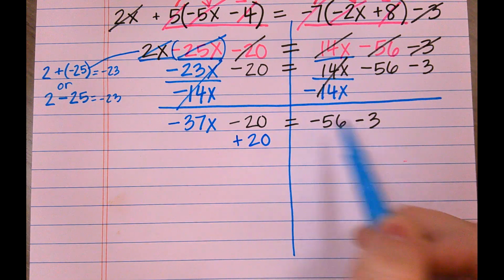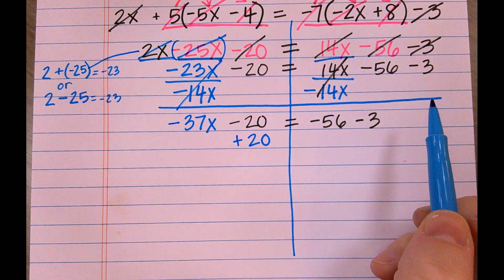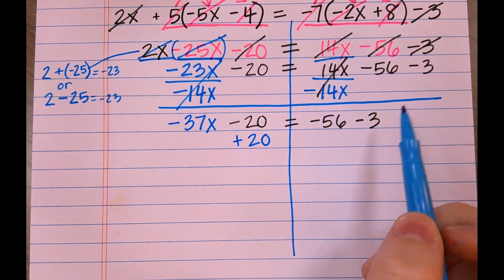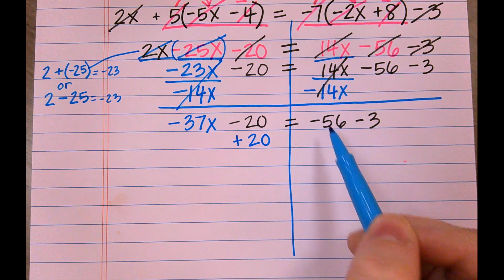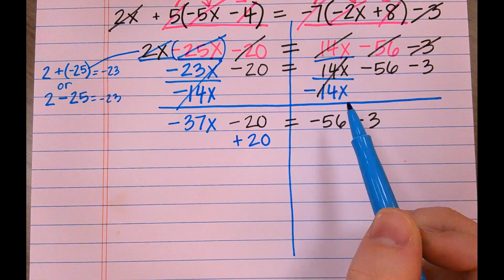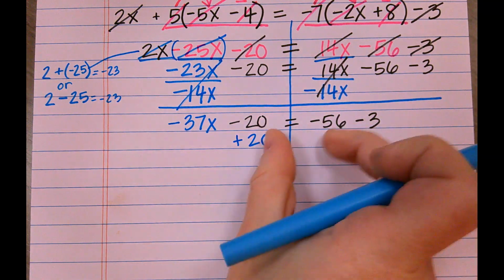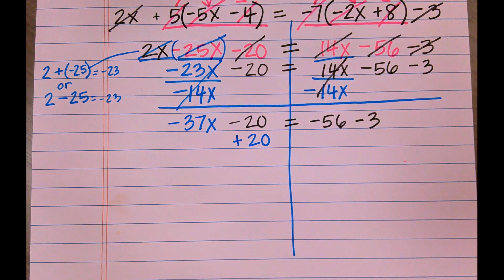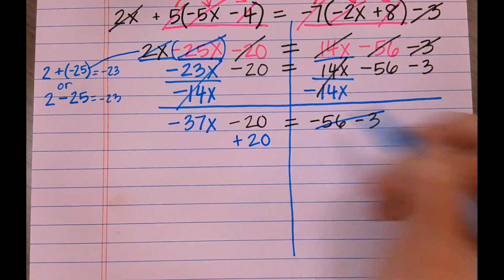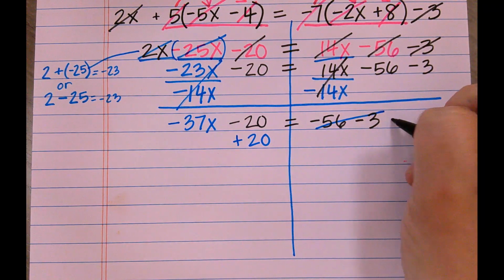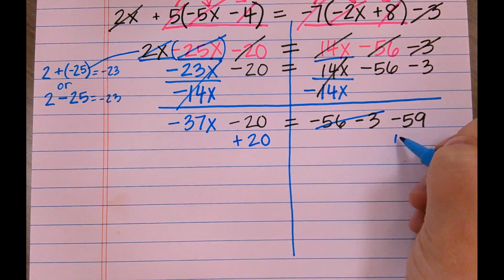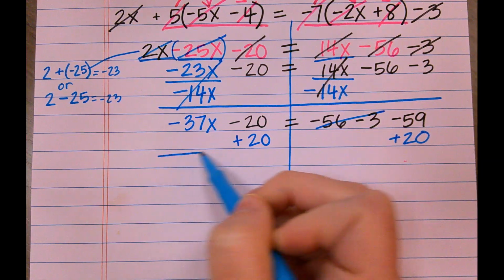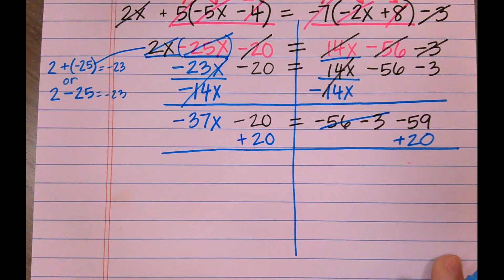Now, does it matter where I add 20? Could you combine the 56 and 3 first? I would, because that's what I did. So we also see over here, I have negative 56 minus 3. These are just numbers. There's no variable that says I can't put them together. Let's put these together first. Negative 56 minus 3 is negative 59. And then I'll do plus 20 under the negative 59. Good.